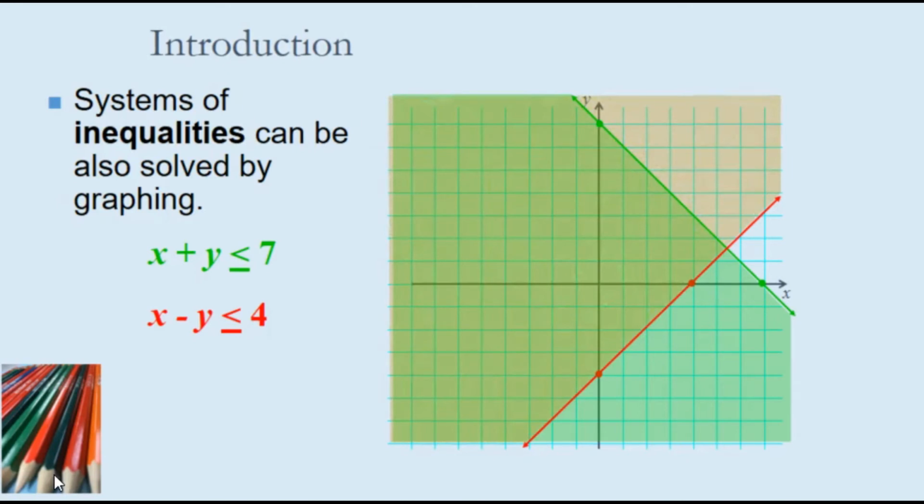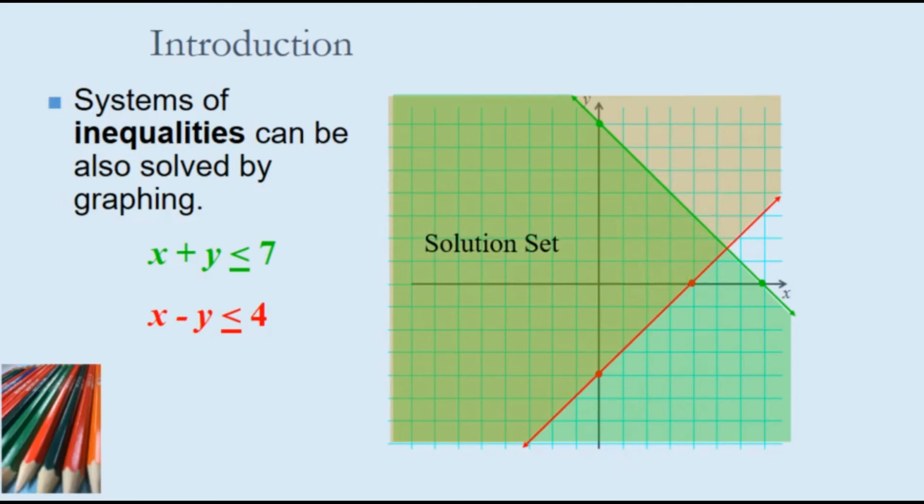The solution set of this system of linear inequalities is the region shaded bright green, and the bright green is a result of the intersection between the green half plane solution set for the first inequality and this tan yellowish region or half plane that was the solution set of the second linear inequality, and we're looking for the solution set to both of these linear inequalities.